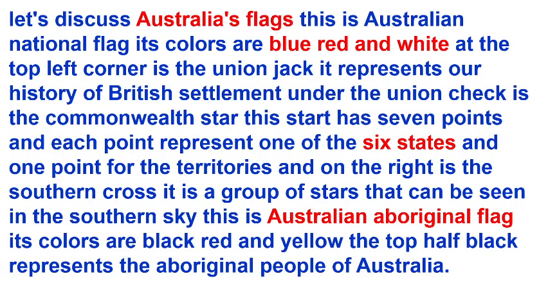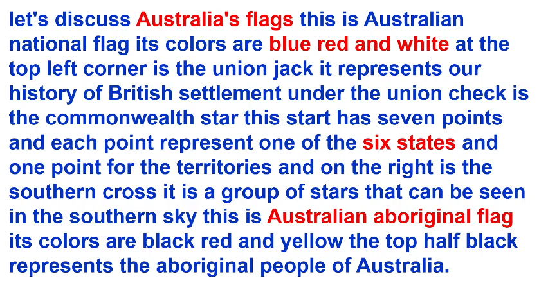Now let's discuss Australia's flags. This is the Australian national flag. Its colours are blue, red and white. At the top left corner is the Union Jack. It represents our history of British settlement. Under the Union Jack is the Commonwealth Star. The star has 7 points and each point represents one of the 6 states and 1 point for the territories.